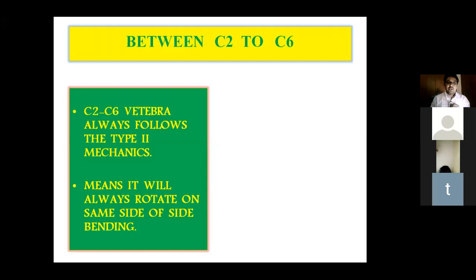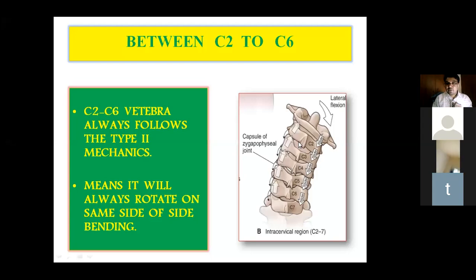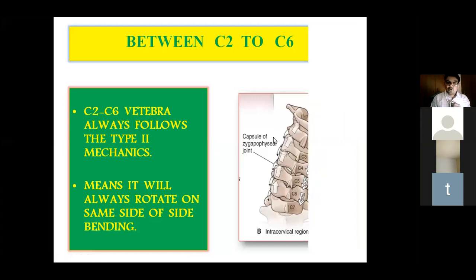Then what is happening between C2 to C6? The C2 to C6 vertebrae always follow type 2 mechanics, meaning they will always rotate on the same side as the side bending. So this is the slide. If we do side bending of the cervical vertebra between C2 to C6, in this slide this is side bending on the right side, and you can see all these vertebrae are rotating to the right side.